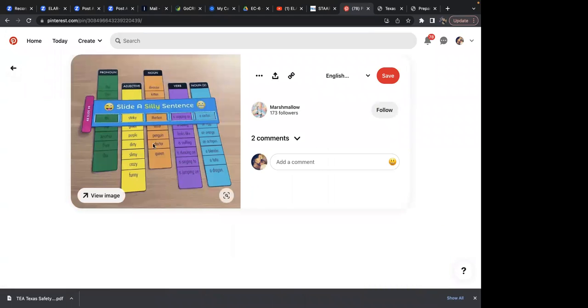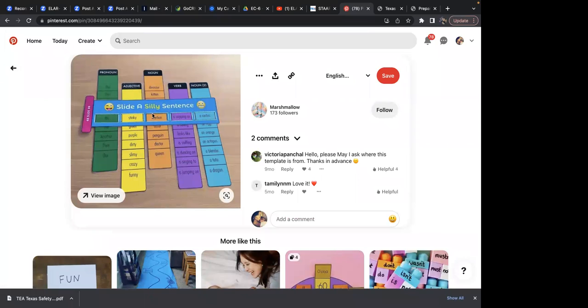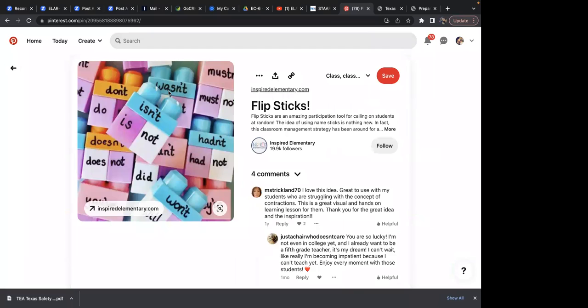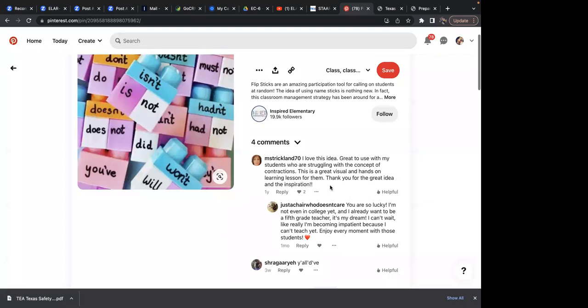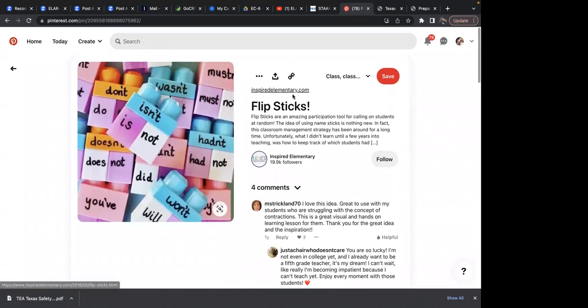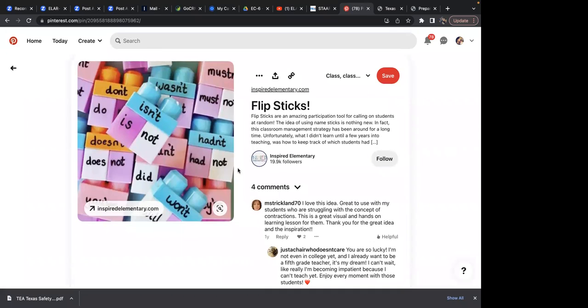This is a really great one for sentences. Slide a silly sentence: pronoun, adjective, noun, verb, noun. And so they have to look and make it make sense, or make it a silly one. Look at this, breaking it into parts. Great to use with students who are struggling with contractions. Students love it.